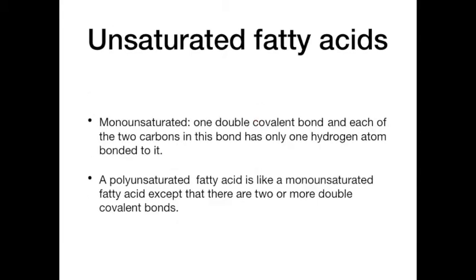So, unsaturated can be monounsaturated and polyunsaturated. Monounsaturated is if we have only one double bond between carbons. Okay, polyunsaturated fatty acid if it has more than one, like two or more double bonds.